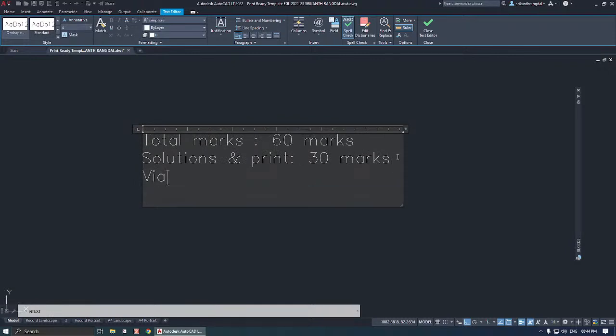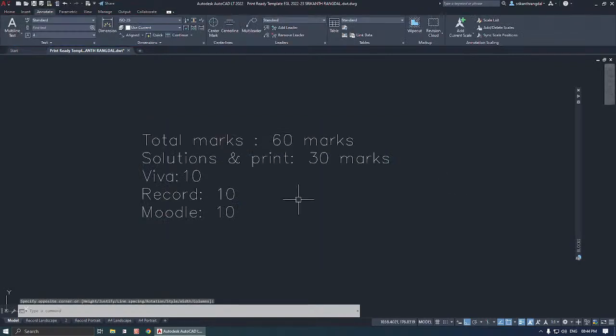For Viva, let's go with 15 marks. Then the record will carry around 10 marks, and Moodle will carry 10 marks. So this is how we will do the distribution of marks in external examinations. What is the pass mark of external? 50%. Okay, sir.